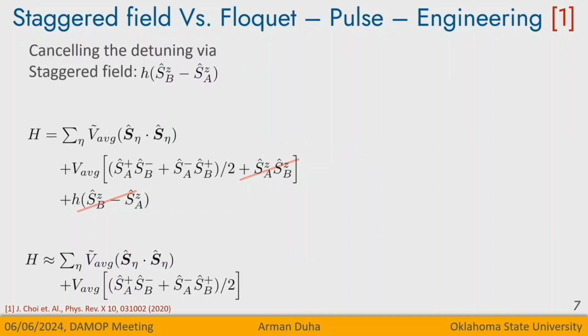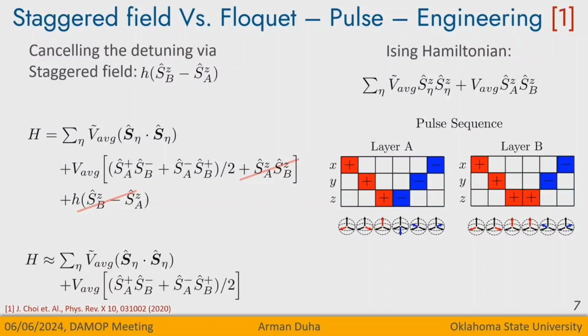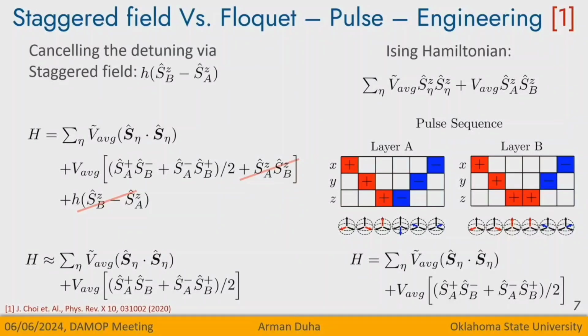But we can do something slightly more clever. We can take advantage of the high spatiotemporal control that these platforms offer us, and introduce a Floquet protocol. You can start from a simple Ising Hamiltonian, and then apply a pulse sequence in such a way that the x and y components between the two layers add up, but the z component, the Ising term between the two layers, cancels out with time average.